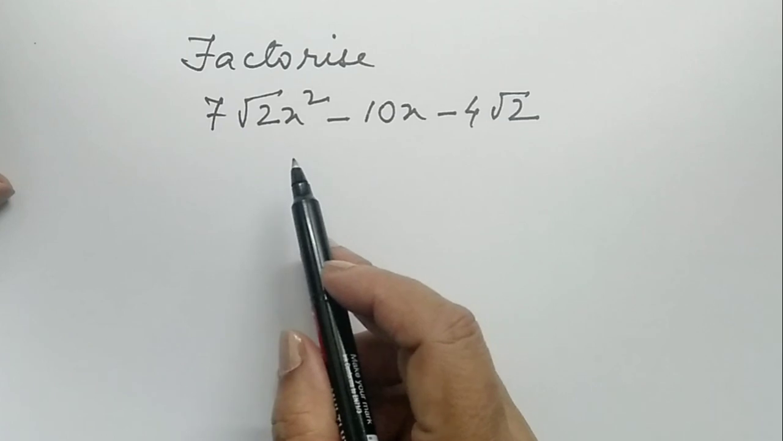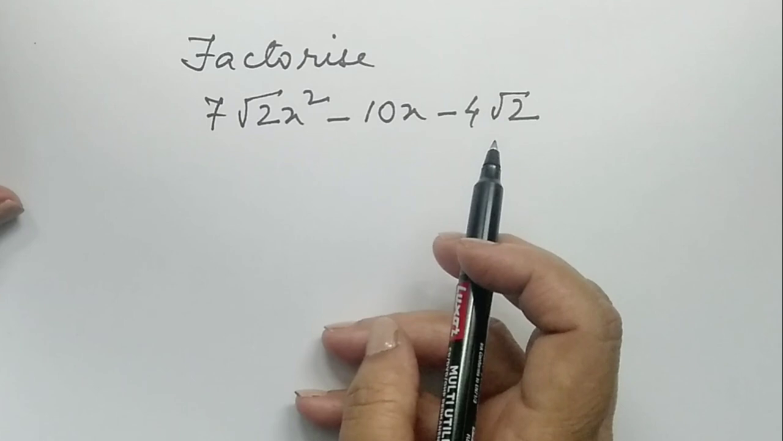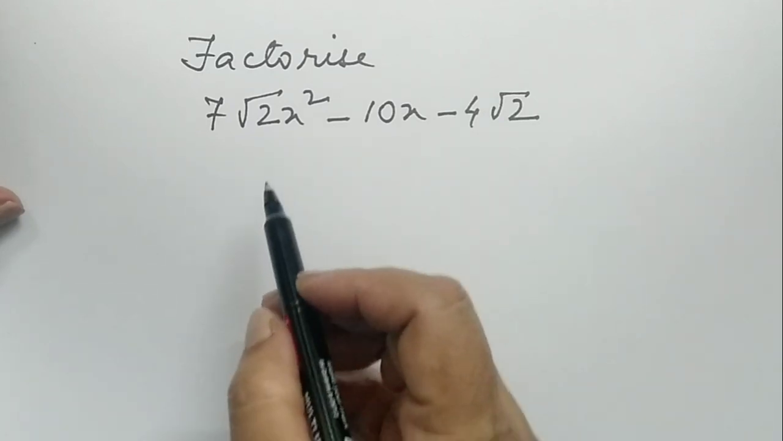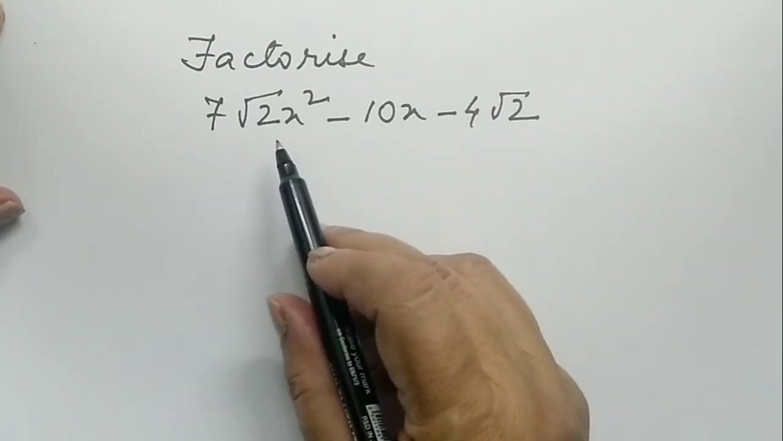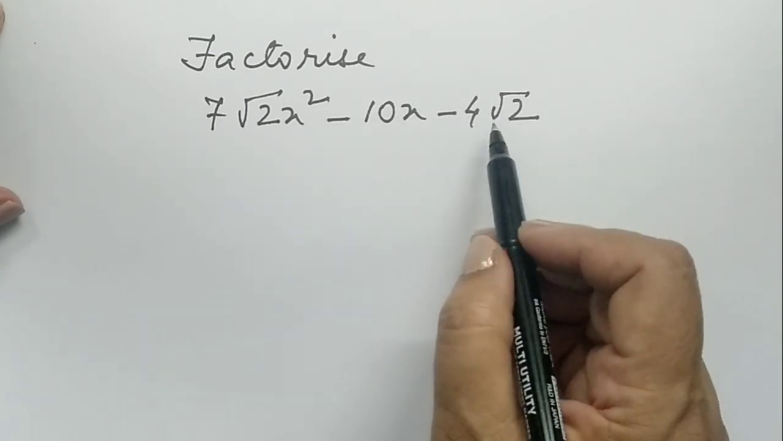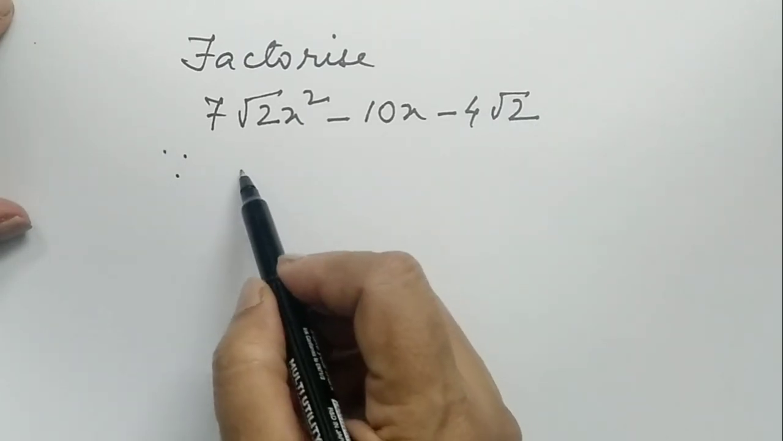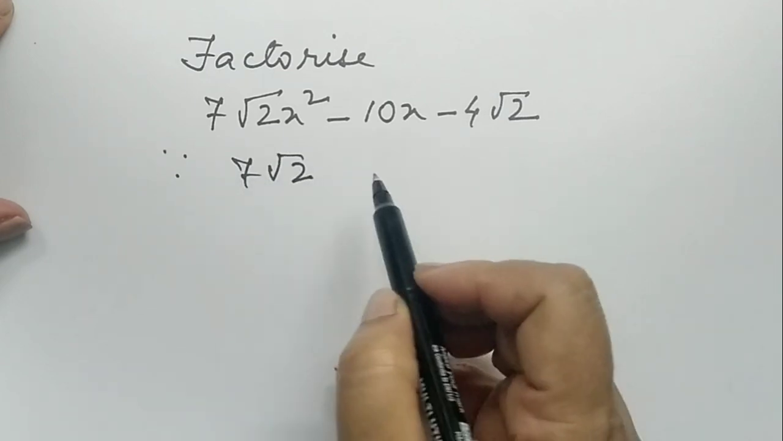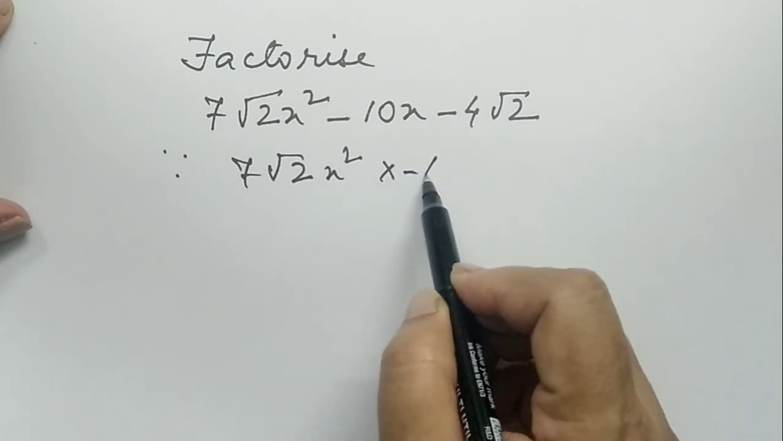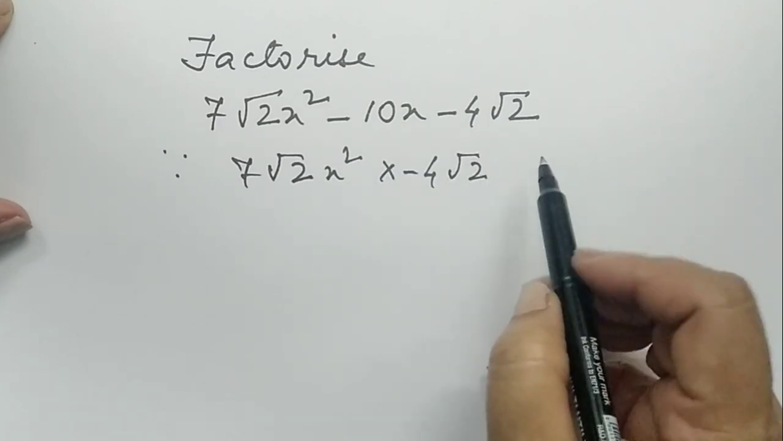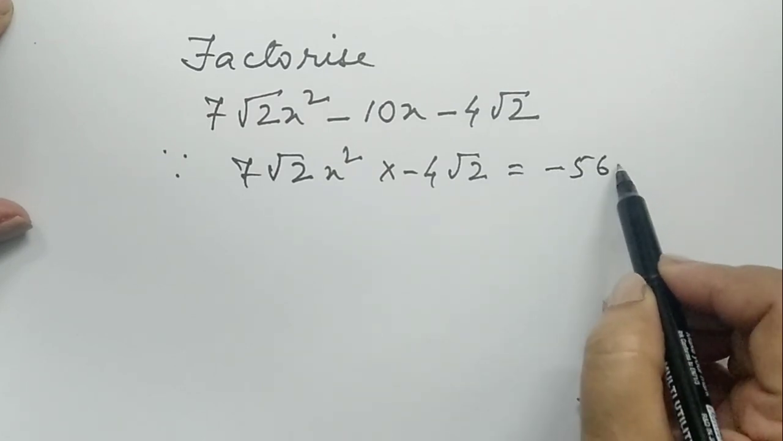Here we have yet another factorization problem which is very interesting and a bit twisted as well. First let us hold the extremes, which is 7 root 2 x square and minus 4 root 2. When we multiply 7 root 2 x square multiplied by minus 4 root 2, we get minus 56 x square.